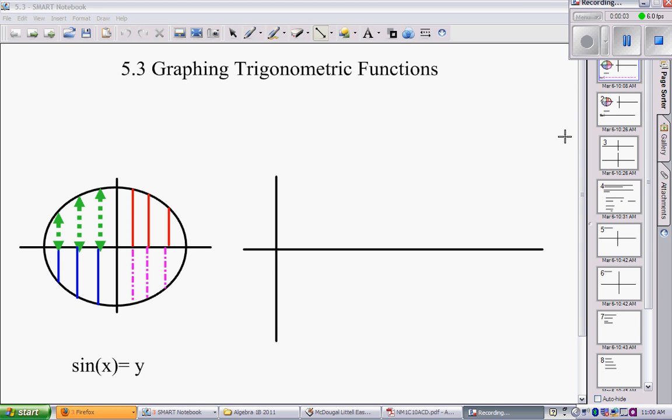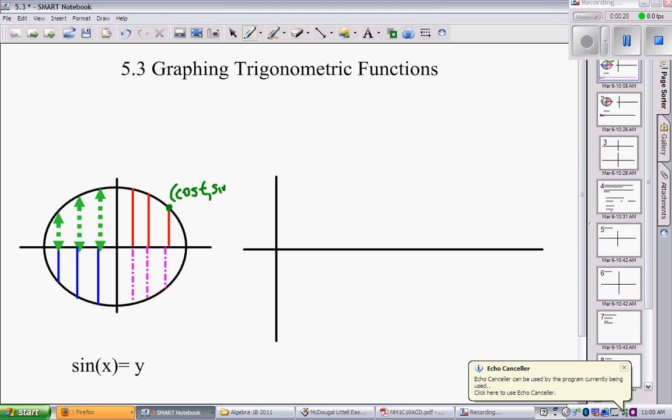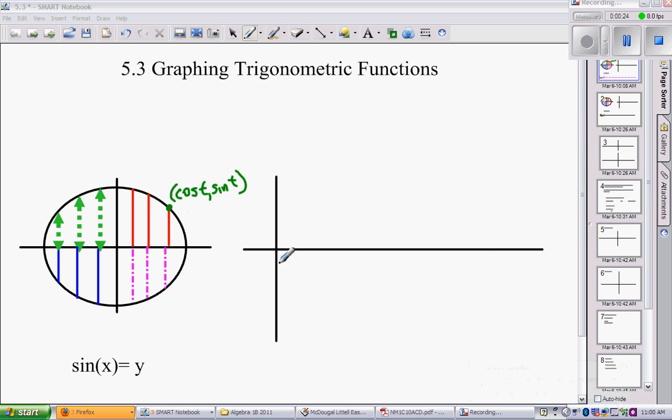5.3, graphing trigonometric functions. So we have all these values on the unit circle, and the points go cosine first, and then sine. What if we unrolled this and put it on a normal graph? So our first point, we always start down here. It's 1, 0. Sine is 0. So we're starting here. It gets bigger as we go out.